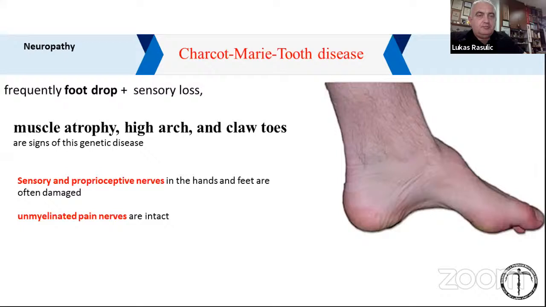Charcot-Marie-Tooth is a neuropathy that is very frequently accompanied by foot drop and sensory loss. A triad of muscle atrophy, high arch, and claw toes are signs of this genetic disease. Sensory and proprioceptive nerves are damaged, but unmyelinated pain nerves are intact.